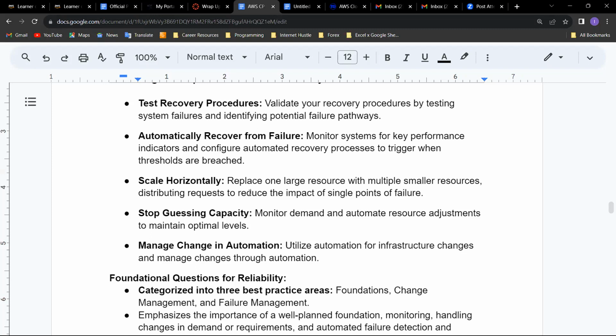So you utilize automation for infrastructure changes, and then manage changes through automation. So it's just like an auto scaling group.